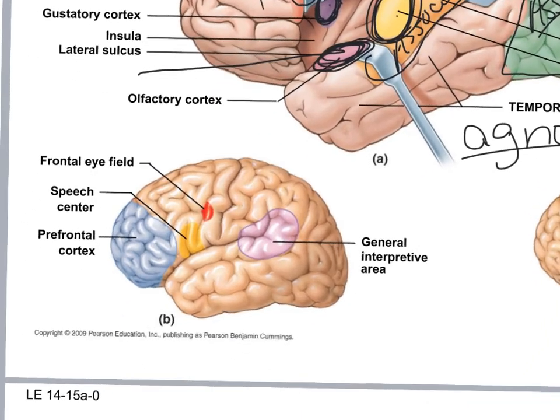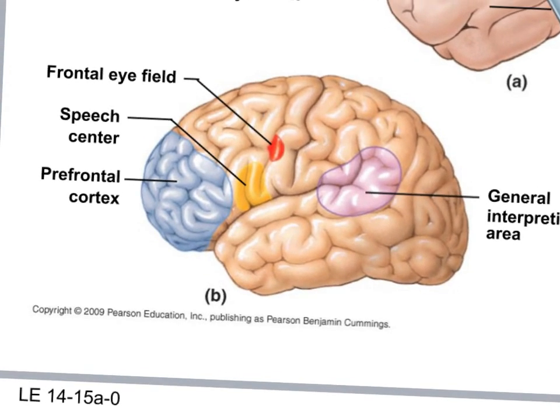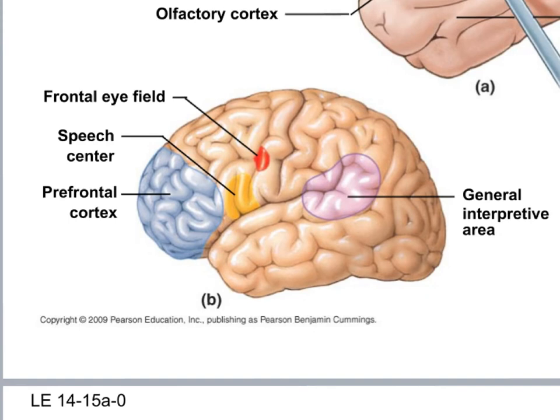Okay. Then we have the integrative areas. And the integrative areas are usually lateralized to one cerebral hemisphere. So like in the right or the left, but not in both. And there's only a few of them that I want you to know about. So we have, first of all, the general interpretive area right here. You can see that it's kind of in the parietal lobe, goes a little bit into the temporal lobe.